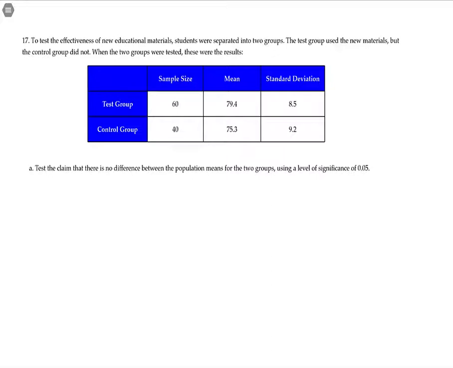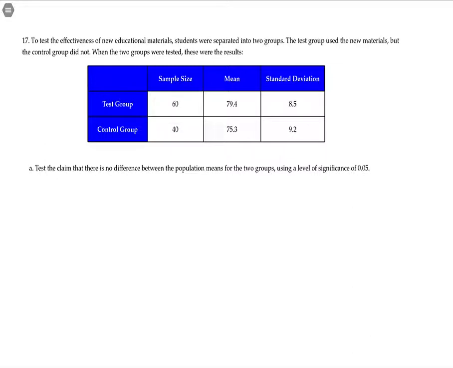The sample size of the test group was 60, and the sample size of the control group is 40. The mean of the test group is 79.4. The mean of the control group is 75.3. The standard deviation of the test group is 8.5, and the standard deviation of the control group is 9.2.